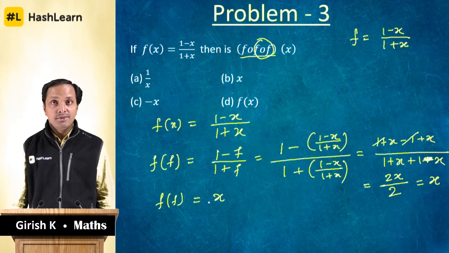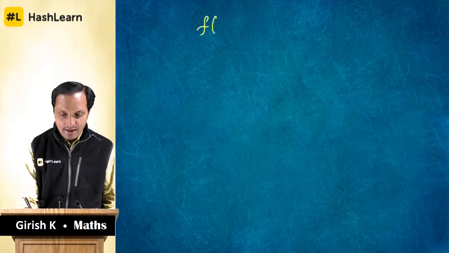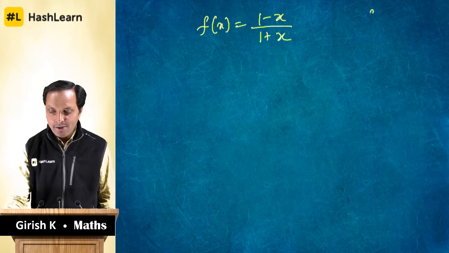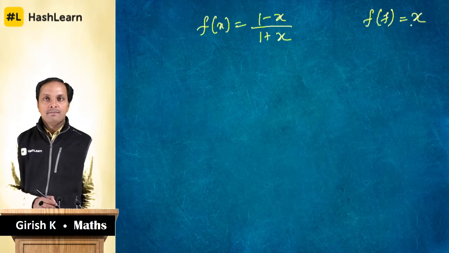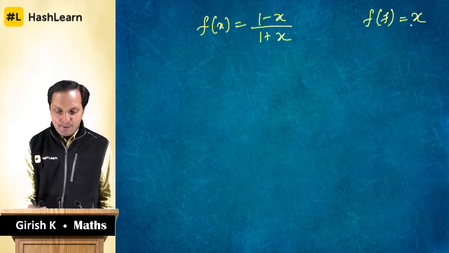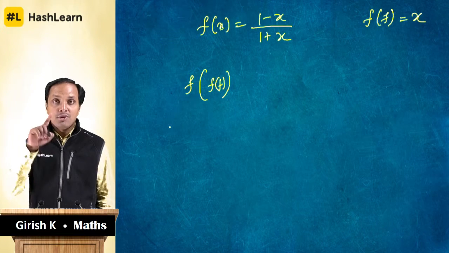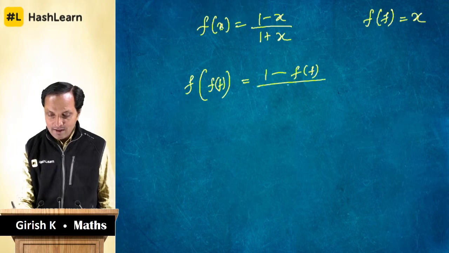Now what you need to do, in the next slide I am going to take, you have f of x as 1 minus x by 1 plus x, and you have got f of f as only x. Now आपको क्या करना है? x instead of x you need to put f of f. So f of f is nothing but, when you put f of f will give you 1 minus f of f, 1 plus f of f.